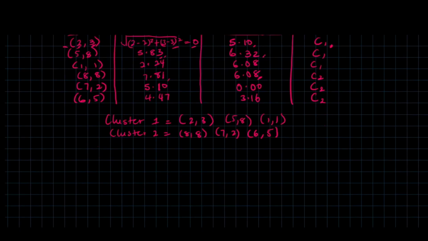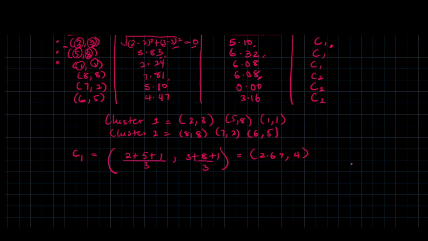Now we need to update our centroids C1 and C2. C1 was these 3 data points here. So it's going to be (2 plus 5 plus 1) over 3, and (3 plus 8 plus 1) over 3. It's like taking a mean. Solve this and you get your answer as (2.67, 4). You do the same thing for C2, which will be (8 plus 7 plus 6) over 3 and (8 plus 2 plus 5) over 3, equal to (7, 5). That's simply your answer.